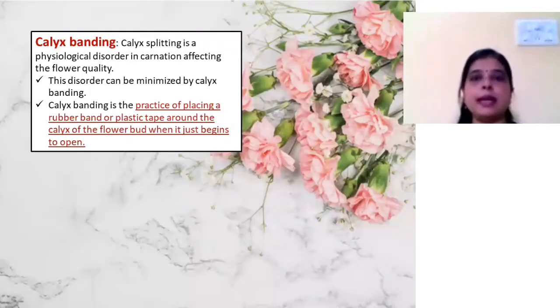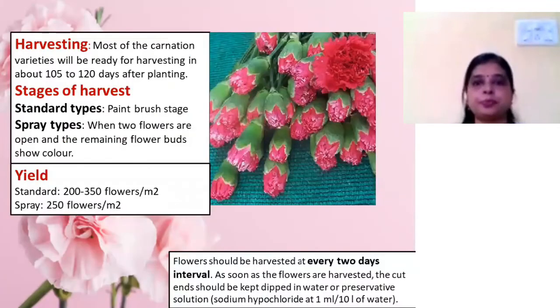Calyx banding. Calyx splitting is an important physiological disorder in carnation. It mostly affects the flower quality. So to prevent this calyx splitting, calyx banding is generally done. During calyx banding, we place a rubber band or plastic tape around the calyx of the flower bud when it just begins to open.